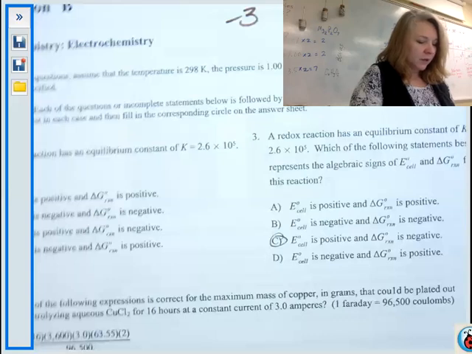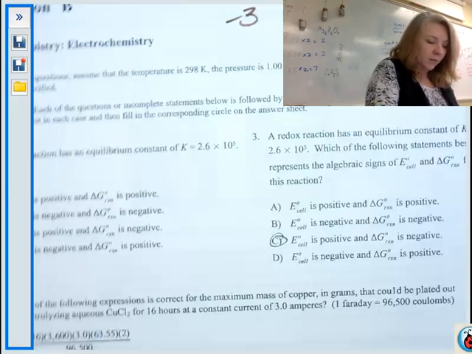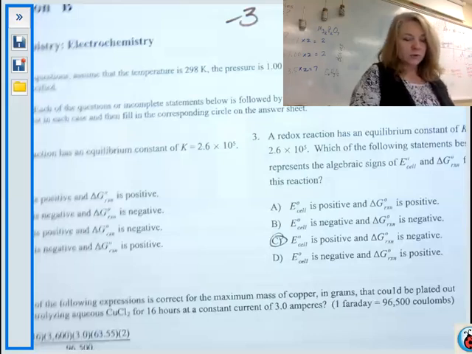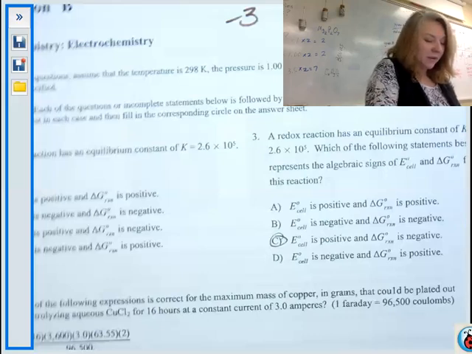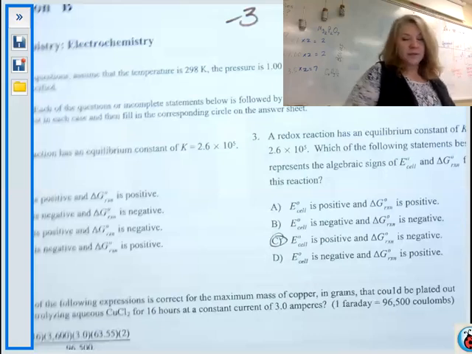Given the information, determine the value of the cell voltage. Which one's going to flip? You're right, aluminum's going to flip. So we flip that one, and so we would have 1.66 minus 0.76. And some of you struggled with the math. You have a calculator on this. The correct answer on the voltage is 0.9 volts, okay?